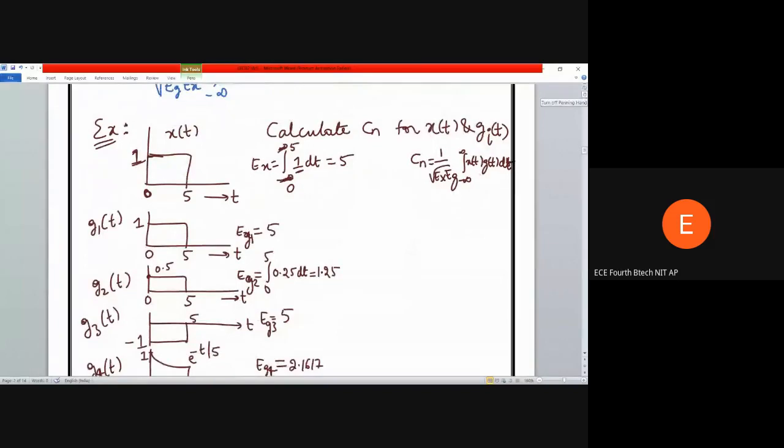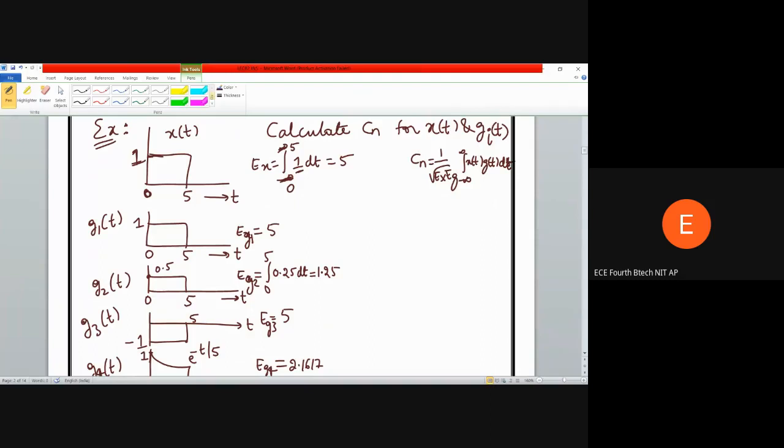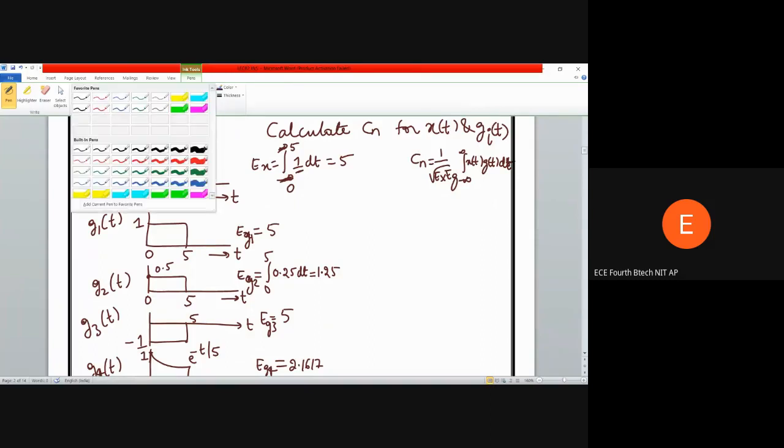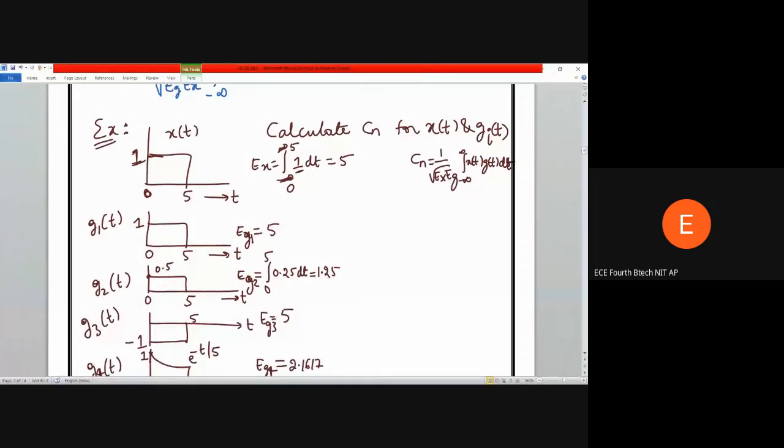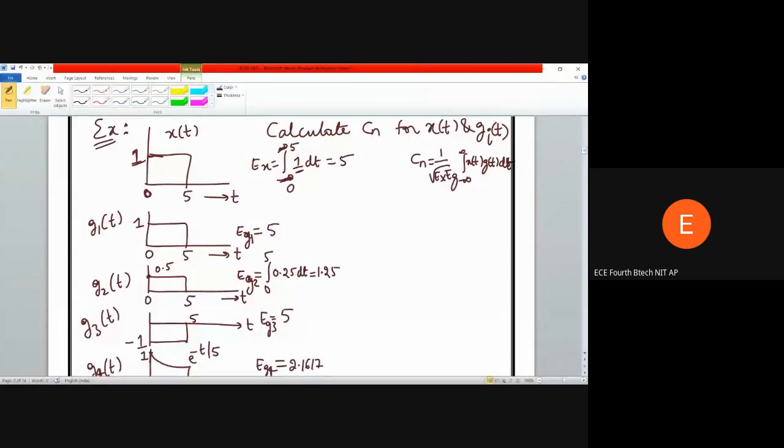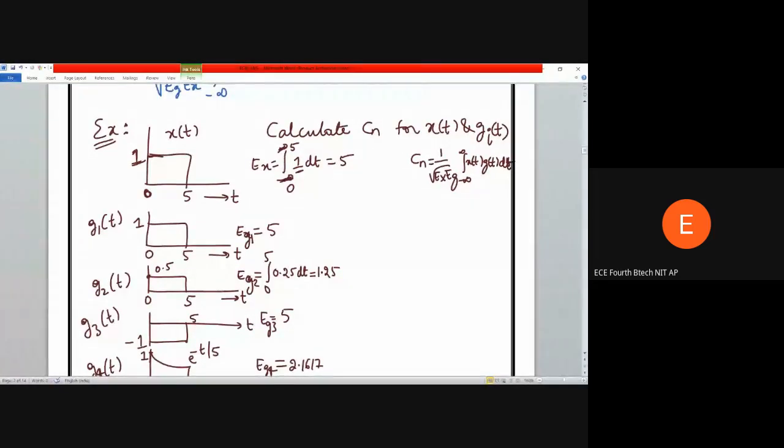Now the next thing we are supposed to do is calculate this. For this particular case, the integral from 0 to 5 of 1 dt, so this will be equal to 5, and hence you can write Cn is equal to 1.